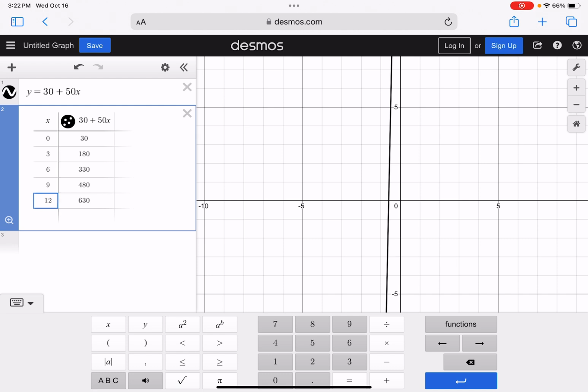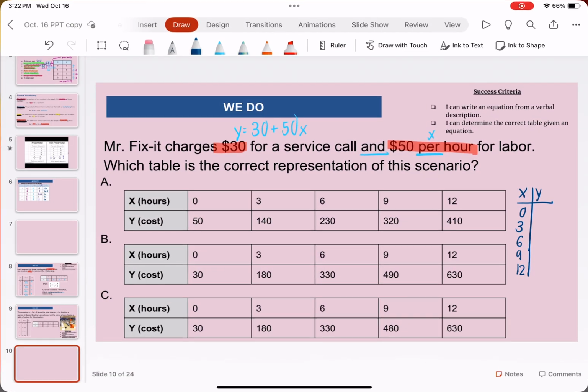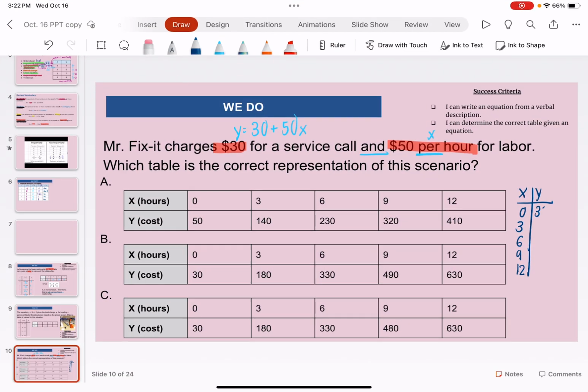Okay, so you can see that I now have my completed table, right? So when x is 0, y is 30. When x is 3, y is 180. When x is 6, y is 330. When x is 9, y is 480. When x is 12, y is 630. So I'm going to go ahead and write that down. So we had 30, 180, 330, 480, and 630. So now I'm going to choose which horizontal table matches this vertical table, right?